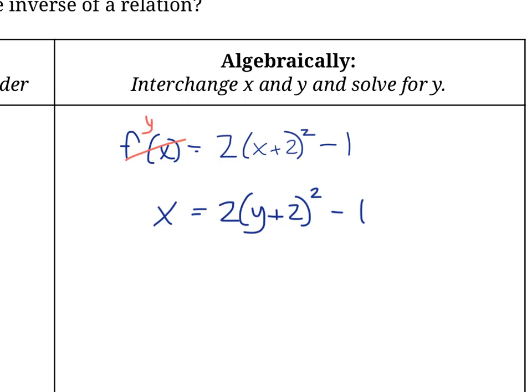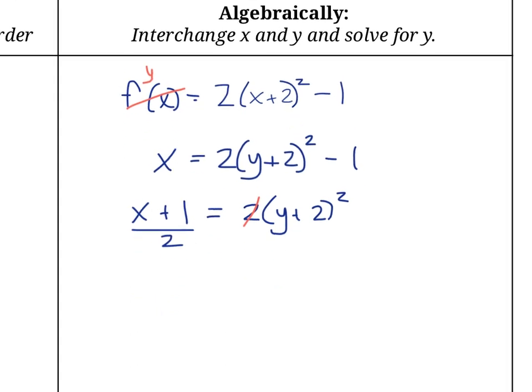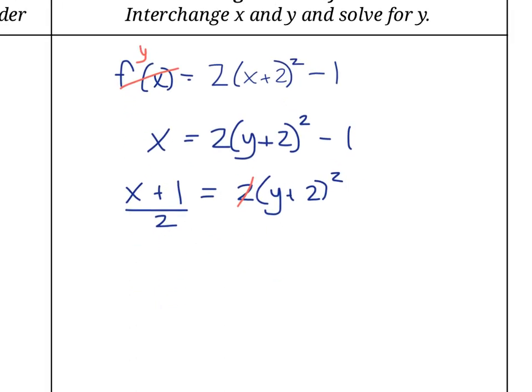So let's isolate y. The first thing we're going to do is get that 1 to the other side: x plus 1 equals 2y plus 2 squared. Then we can divide by 2 to cancel out this 2 here, right? Then we can square root, right? To get rid of that square here, we can square root the whole thing.